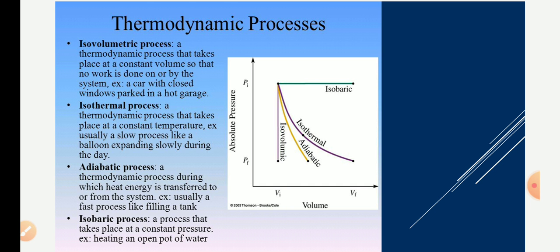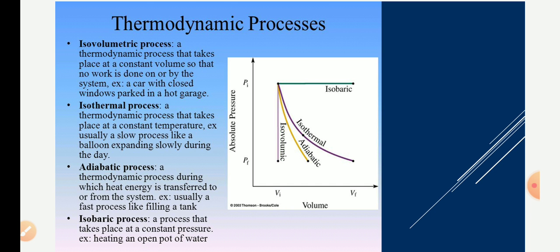And the adiabatic process. What is an adiabatic process? In an adiabatic process, no exchange of heat takes place throughout the process. That type of process is called an adiabatic process. The adiabatic process is also called an isolated process. Examples of adiabatic processes are fast processes, like filling a tank.